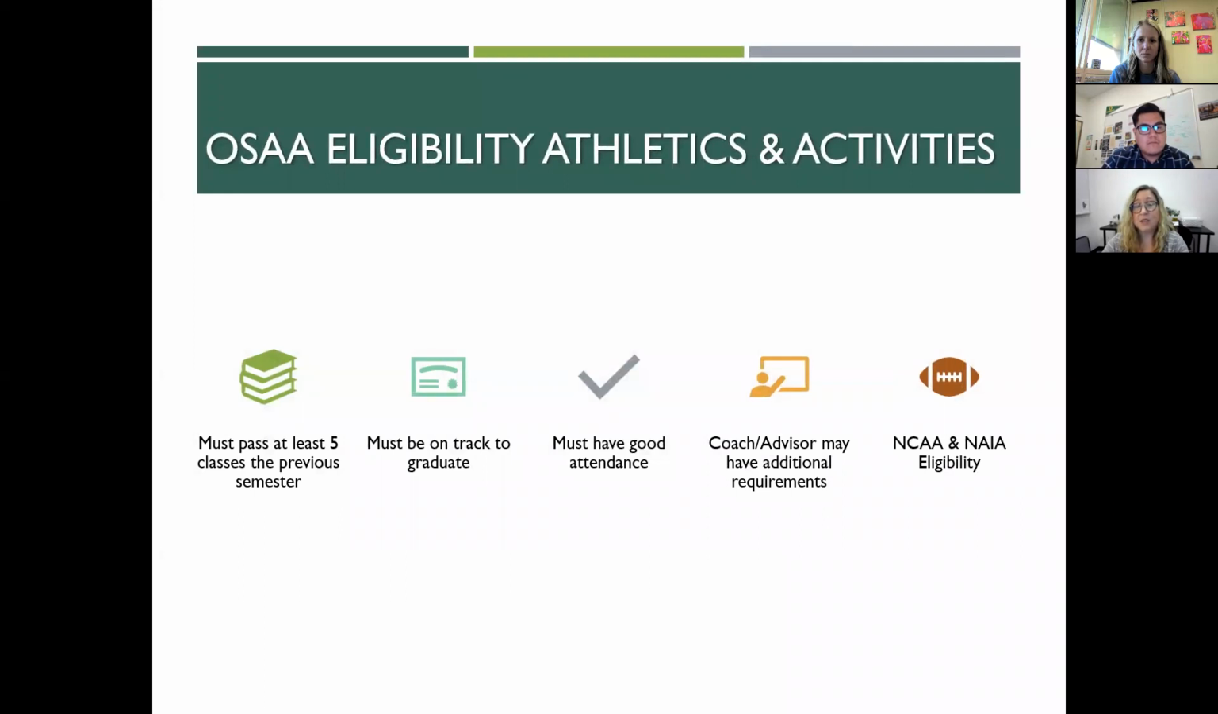Another thing to consider is whether or not you're an athlete or involved in an OSAA activity. So to participate in sports and some activities, you'll need to make sure that you pass at least 5 classes the semester previous to when you play the sport. You need to be on track to graduate. You need to have good attendance, so come to school. I don't think many coaches at McKay have additional requirements, but they could. And also remember that during your junior year, you should be registering online for the NCAA Eligibility Center or NAIA.